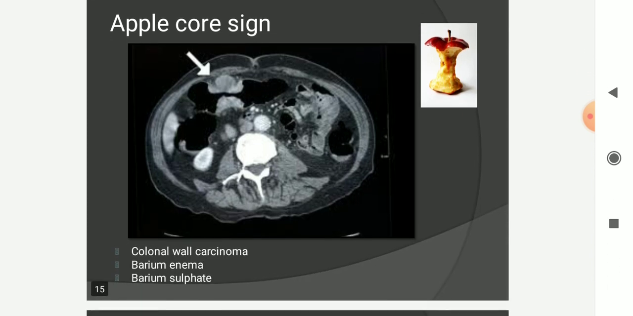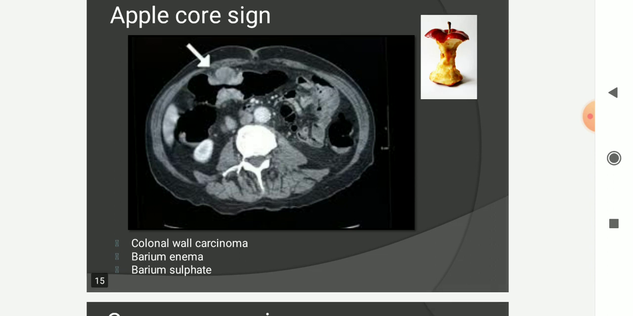The other sign is the apple core sign. The apple core sign is related to the GIT. At the point of the arrow, there is a whitish area which makes the lumen narrow. This whitish area might be a cancer of your colon, and the blackish areas on both sides are the air-filled transverse colon. We can see the apple core sign in colonic wall carcinoma, and the method is called barium enema, and the contrast material used is barium sulfate.